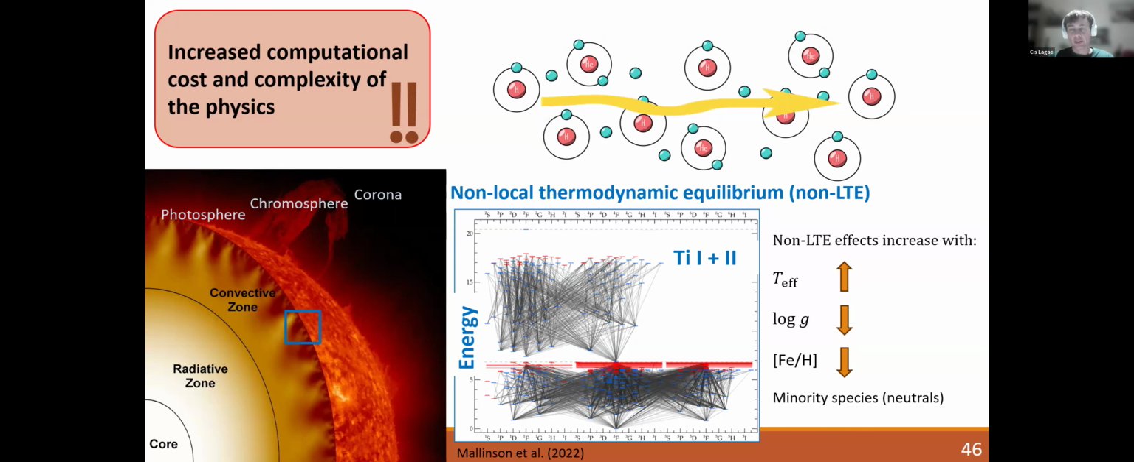They increase with decreasing metallicity. In metal-poor stars, they're very important. Well, for the sun, you may ignore them in some cases or not in other cases. And they are stronger for minority species. So all the neutrals usually are affected, while for ionized elements like titanium 2, iron 2, calcium 2, we can usually ignore any non-LTE effects. So we can be fine with LTE.